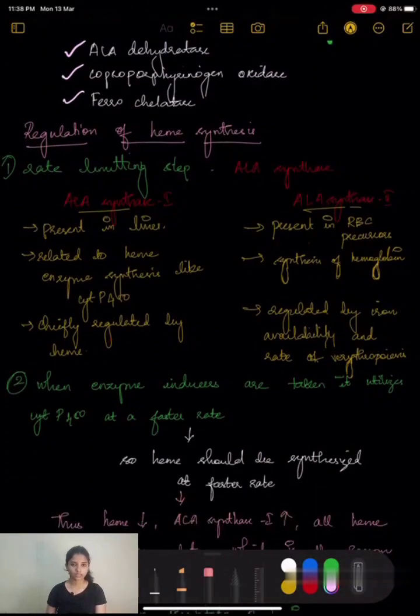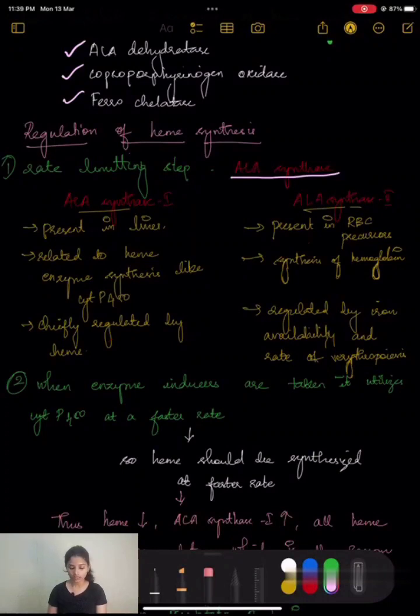So there are various regulations. The first one, the rate limiting step of the heme synthesis, is nothing but ALA synthase. So let me tell you what is rate limiting step. Rate limiting step is nothing but if the enzyme is absent, the whole process is completely stopped. An enzyme which is absolutely a requirement for the whole metabolism, which cannot be replaced by any other enzyme, is called the rate limiting enzyme. So only in the presence of the ALA synthase enzyme will we be able to convert glycine into heme.